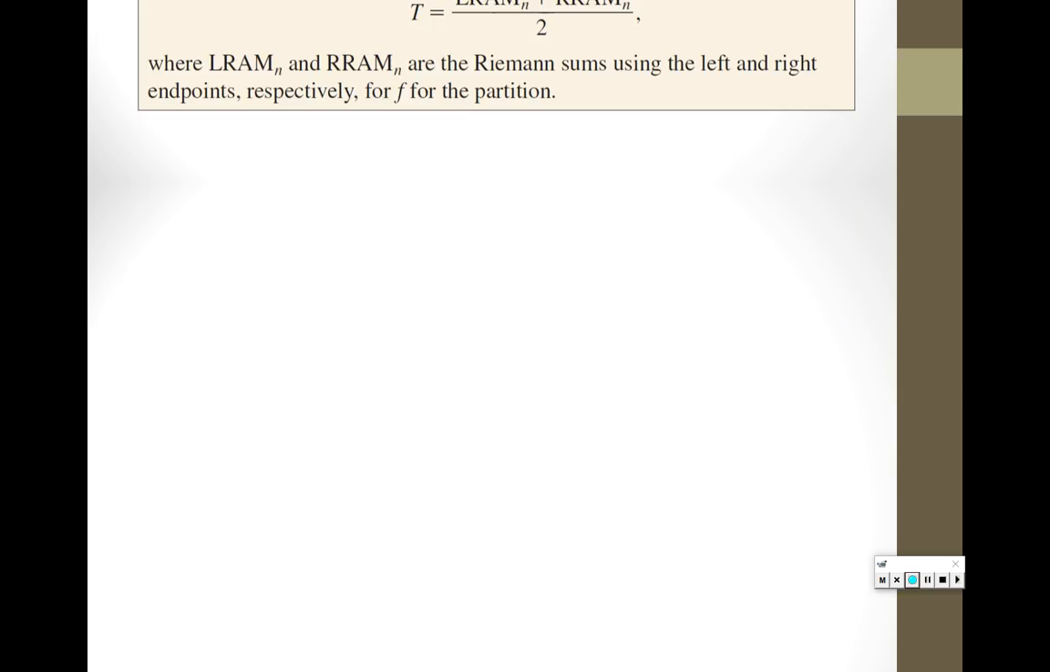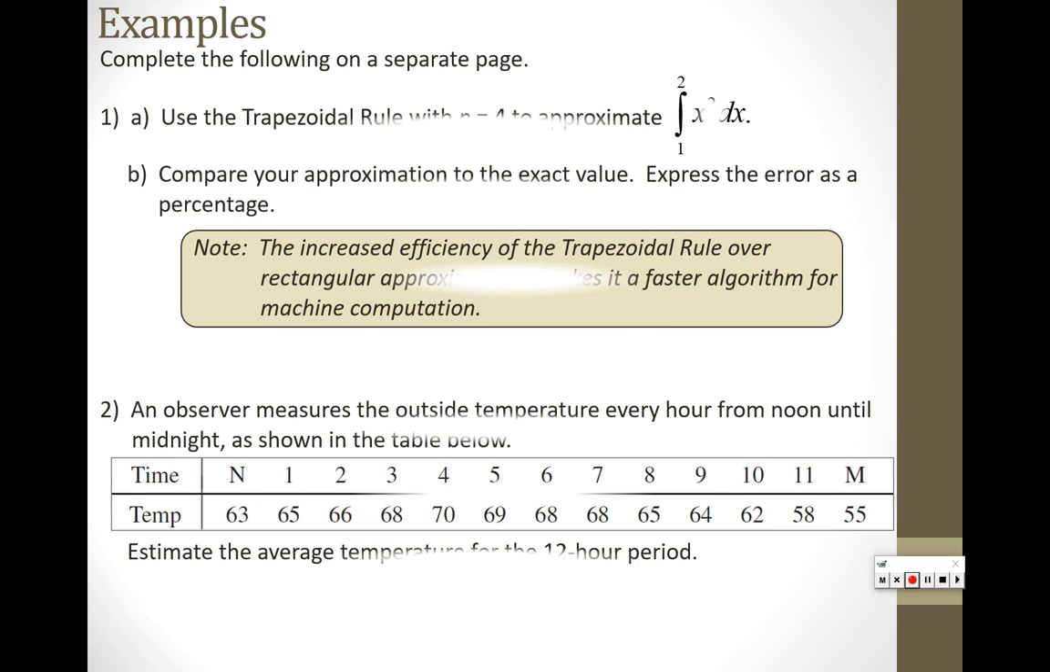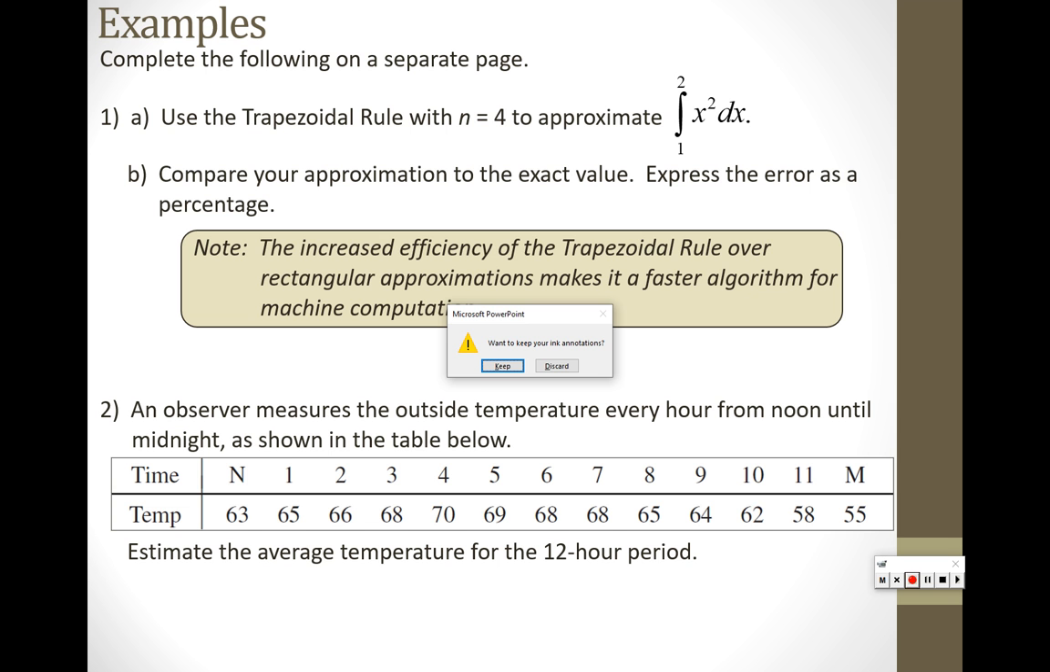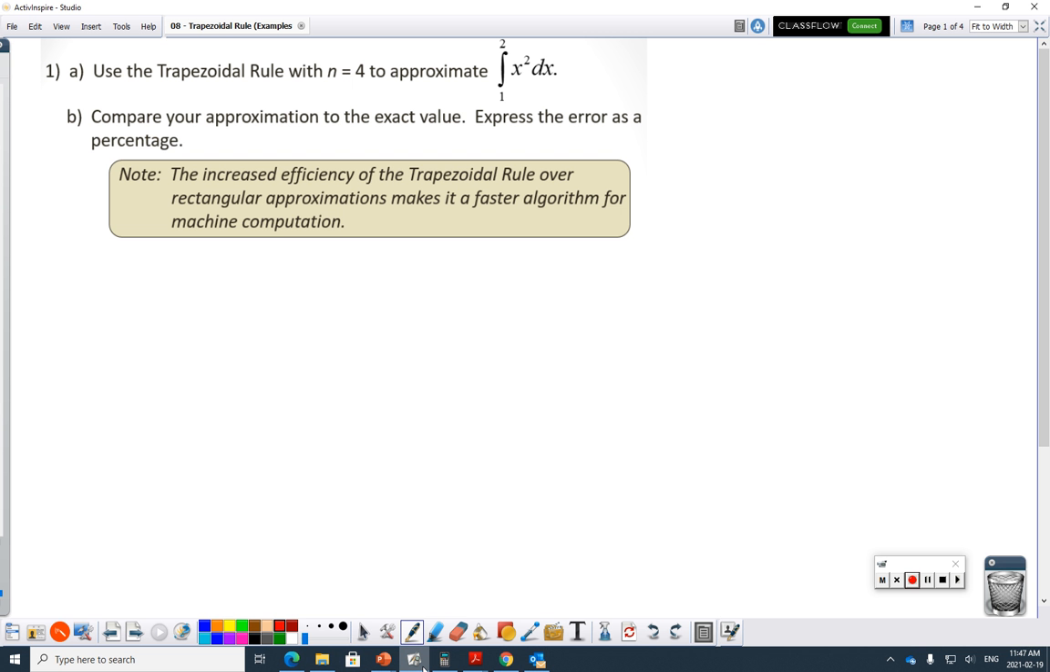Did I finish talking about that? Yes. This trapezoidal rule is just LRAM plus RRAM divided by 2. It's the average of the LRAM and the RRAM. Oh, examples. Right to examples. I've got an example page on a separate deal here. Is this the right first example?